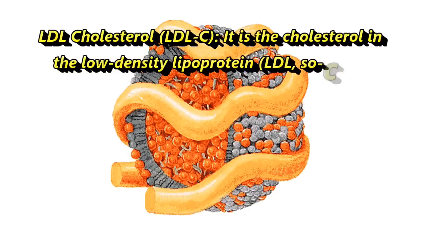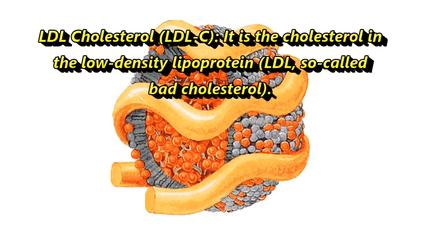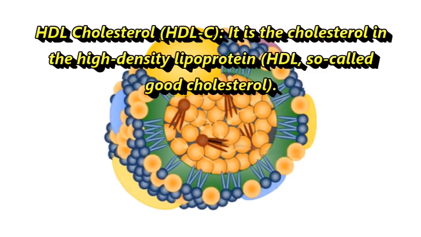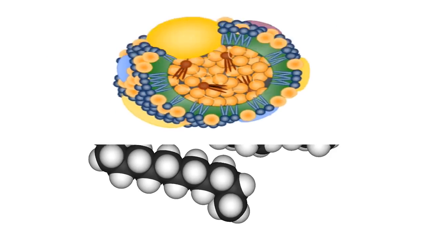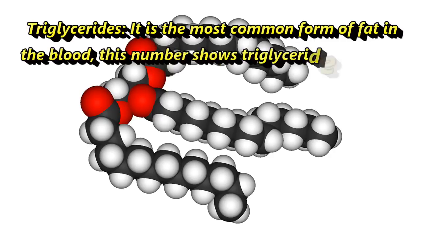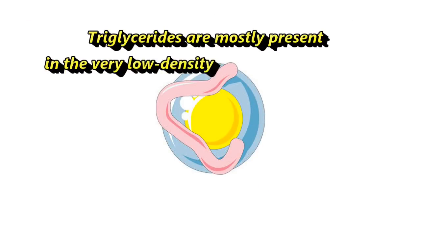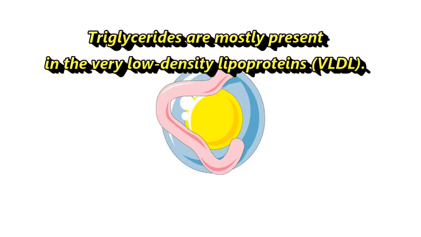LDL cholesterol LDLC. It is the cholesterol in the low density lipoprotein LDL, so called bad cholesterol. HDL cholesterol HDLC. It is the cholesterol in the high density lipoprotein HDL, so called good cholesterol. Triglycerides. It is the most common form of fat in the blood. This number shows triglycerides in all the lipoprotein particles. Triglycerides are mostly present in the very low density lipoprotein VLDL.